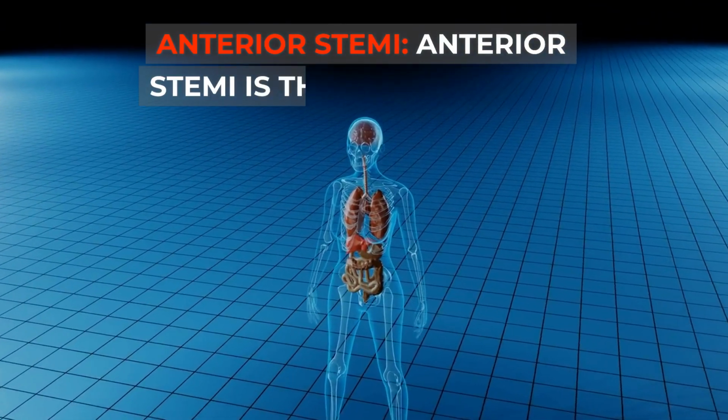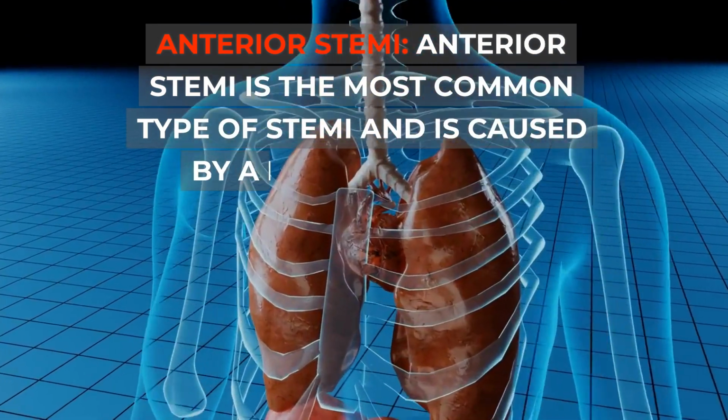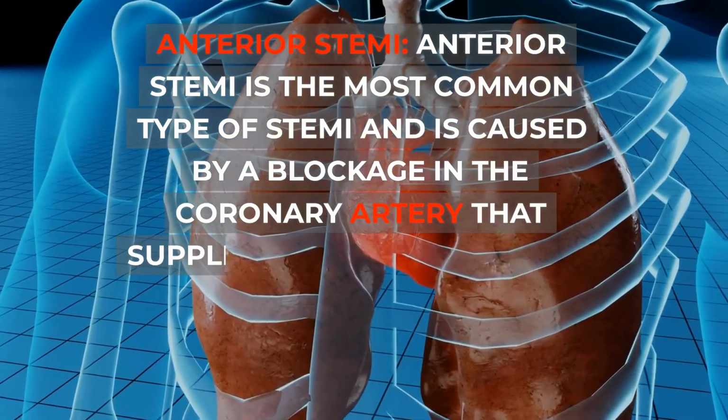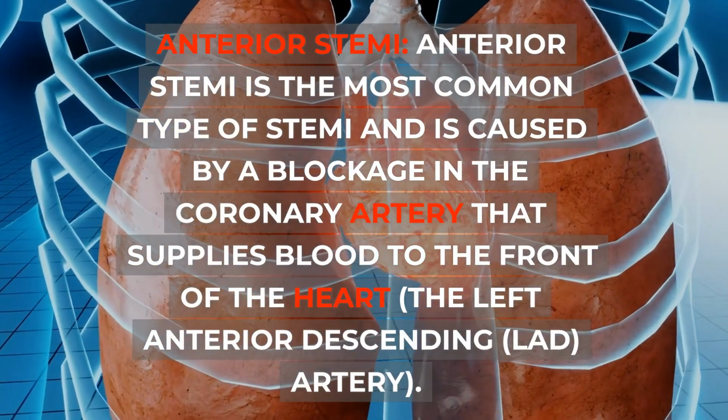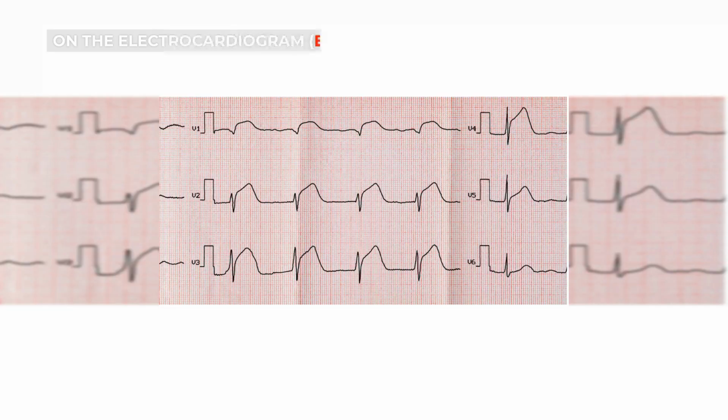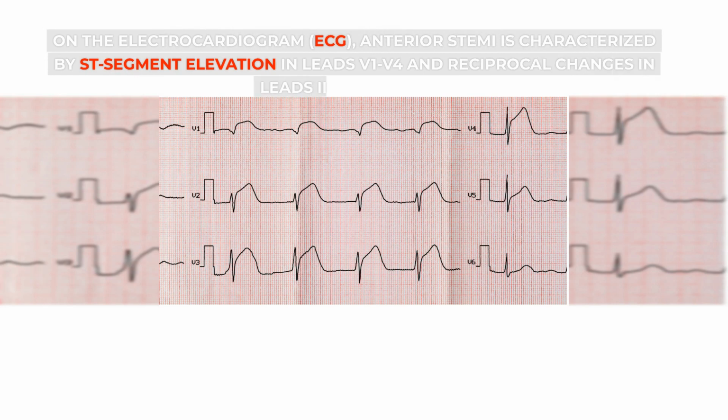Anterior STEMI. Anterior STEMI is the most common type of STEMI and is caused by a blockage in the coronary artery that supplies blood to the front of the heart, the left anterior descending, LAD, artery. On the electrocardiogram, ECG, anterior STEMI is characterized by ST segment elevation in leads V1 to V4 and reciprocal changes in leads 2, 3, and aVF.